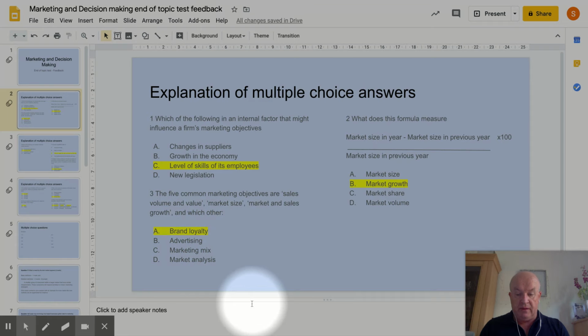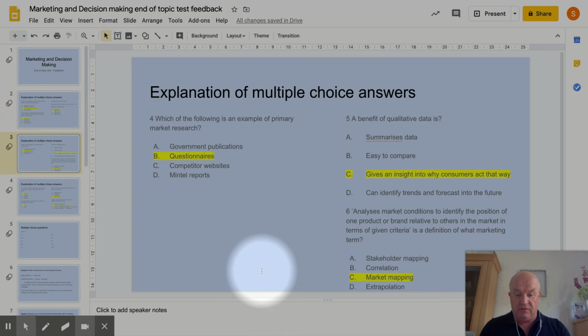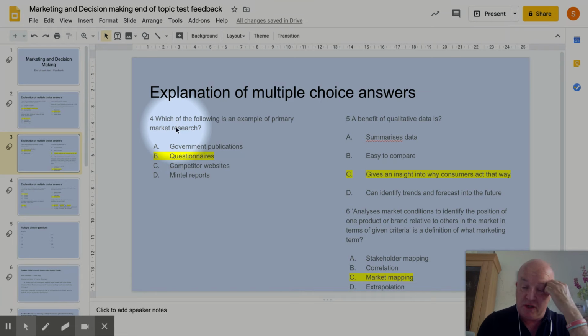Okay, so let's look at the next set of questions then. Move on to question number 4. Which of the following is an example of primary market research? Well, remember, primary market research essentially is stuff that you produce or research yourself as an organisation. Secondary market research is stuff that's been produced by others in some shape or form that you might use in some way to assess your marketplace.